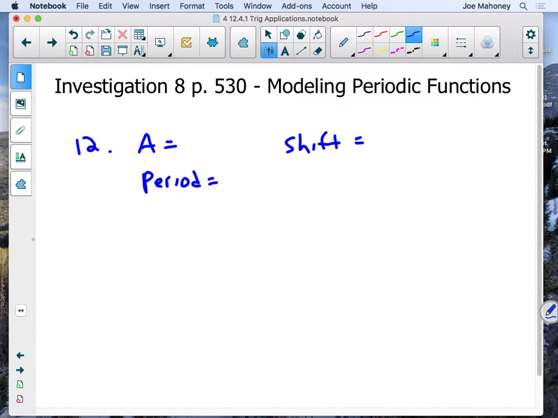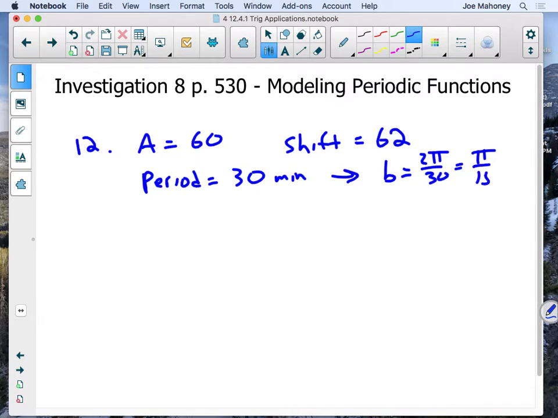So what you find is that because the height of the Ferris wheel is 120, you're either going up 60 above the middle or down 60. So the amplitude turns out to be 60. But because you get on 2 meters above the ground, your shift is actually a shift of 62. And your period, because you go around in 30 minutes, is going to make your B value 2 pi over 30, or pi over 15.